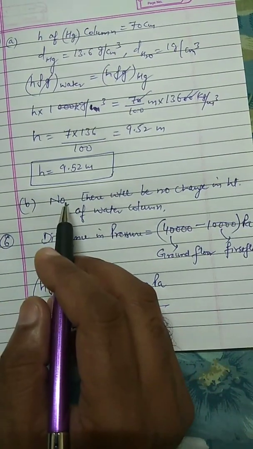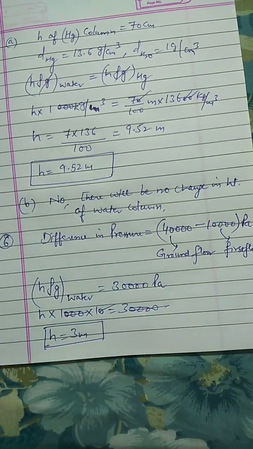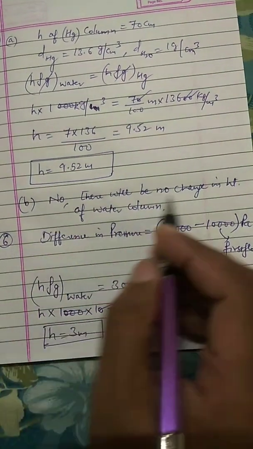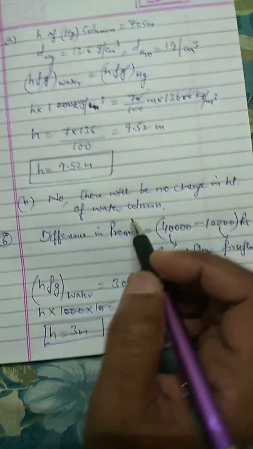B part is by changing the area of the vessel, there will be no change in the height of the water column because it is independent.